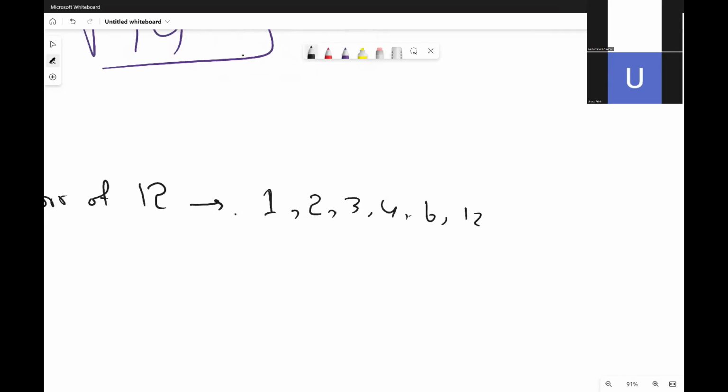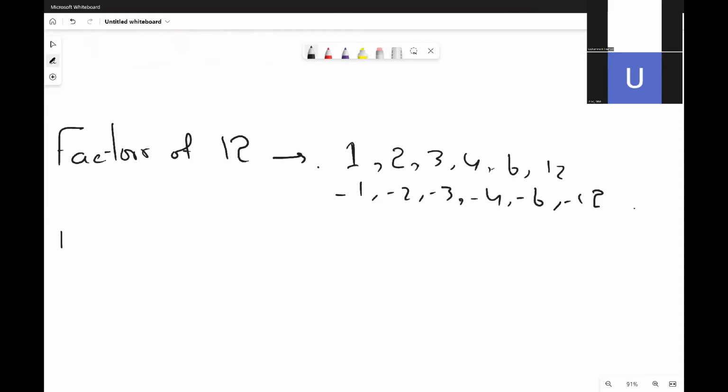Negatives mein chale jaye, to minus 1, minus 2, minus 3, minus 4, minus 6, minus 12. Ye wo numbers hain jo ki 12 ko completely divide kar rahe hain. So any number other than these displayed on your screens cannot be a factor of 12 because it cannot divide 12 completely. All right.